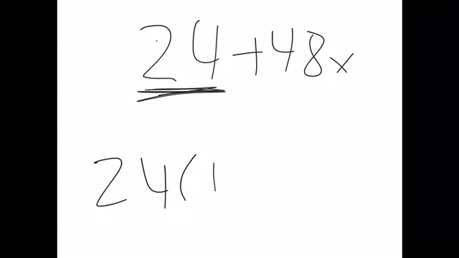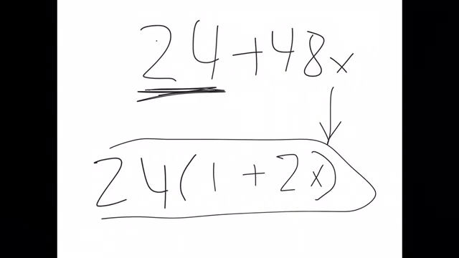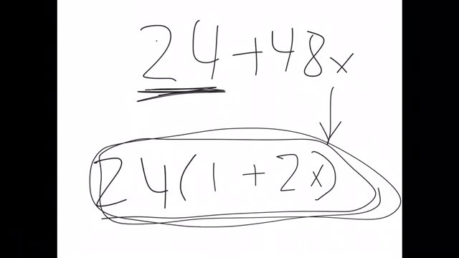And then plus, how many 24s go into 48? 2. So 2, and then bring down your x right there. And then put your parenthesis right there. And then that would be your answer right here. So that would be factoring for you guys.